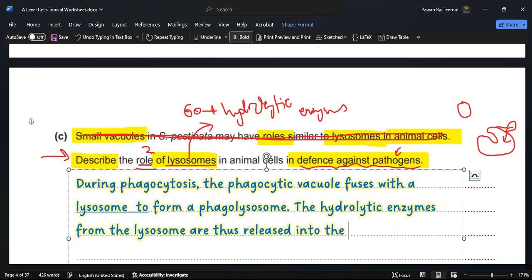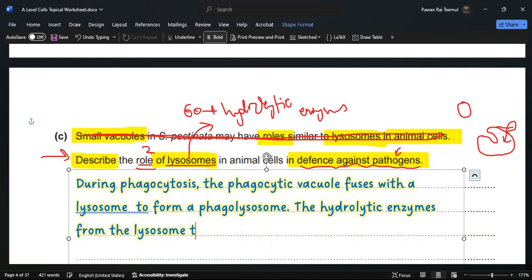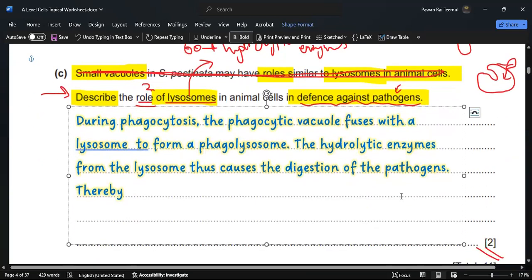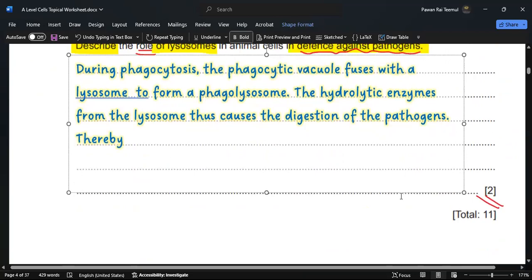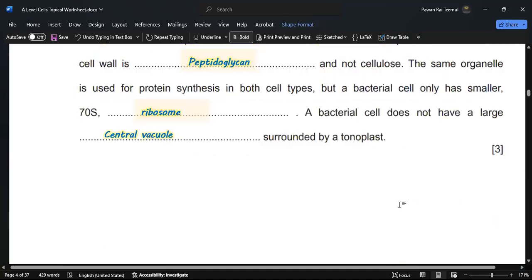into the phagosome. They are then released from the lysosome, thus causing the digestion of the pathogens, thereby turning the pathogen into harmless products. How do you say it? Okay, so yeah, just harmless.